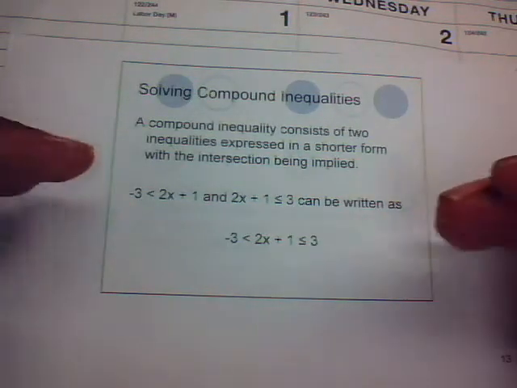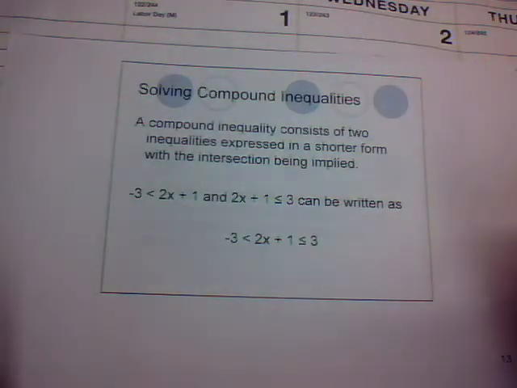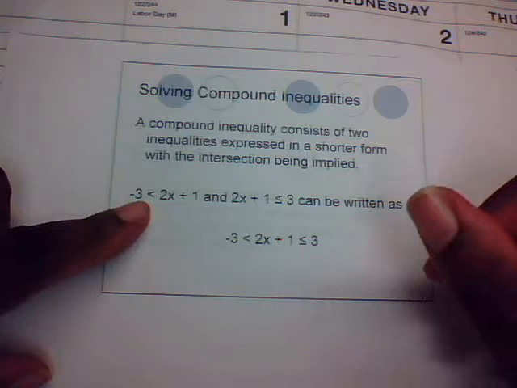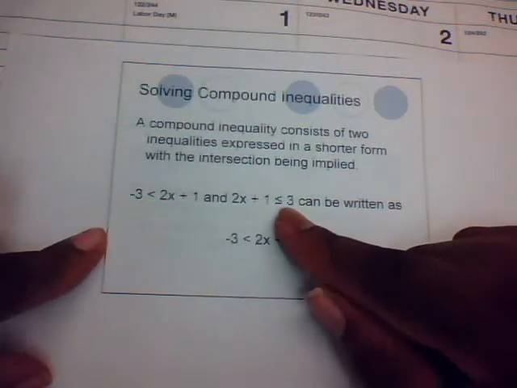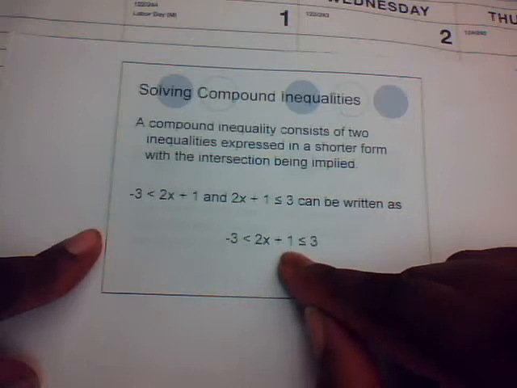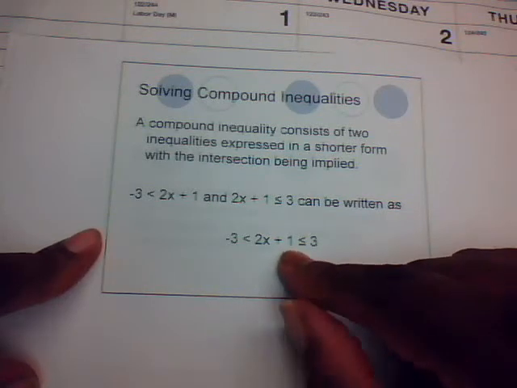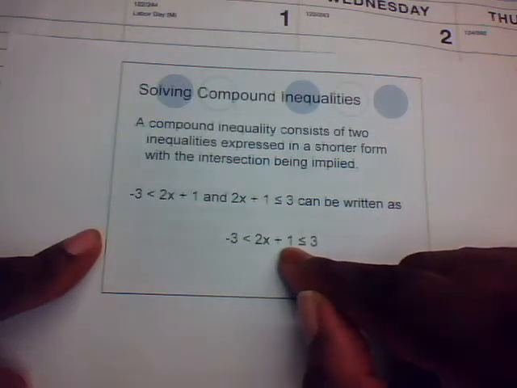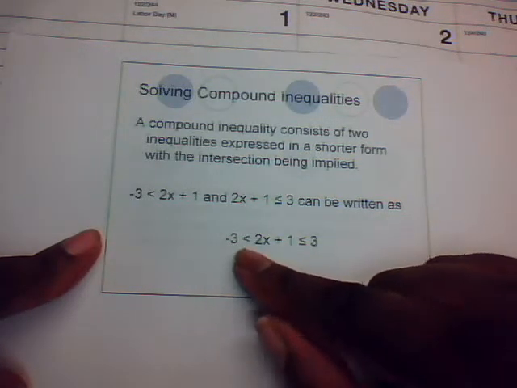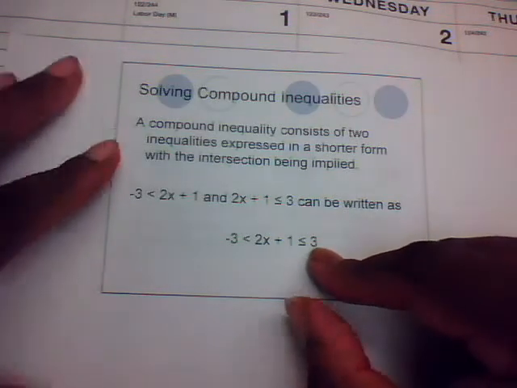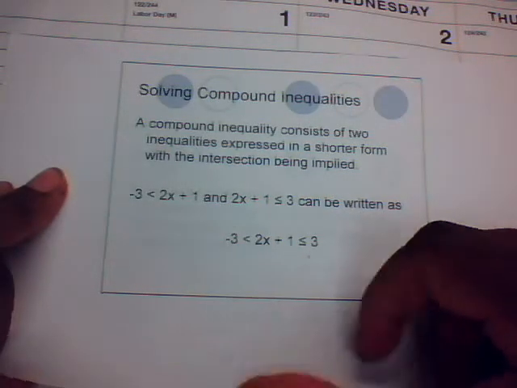You're putting the two inequalities together, and it's written in a shorter form, like -3 is less than 2x plus 1, and 2x plus 1 is less than or equal to 3, can be written this way as a compound inequality. And we can appropriately read this as 2x plus 1 is greater than -3 and less than or equal to 3. That's how we appropriately read a compound inequality.